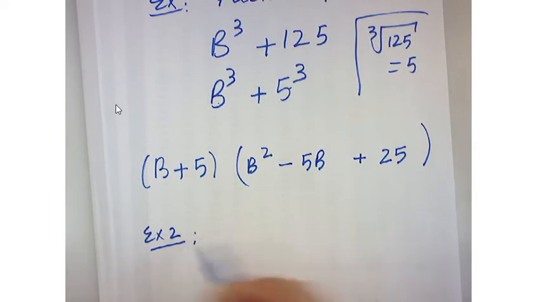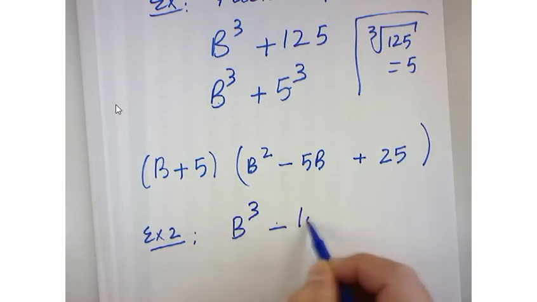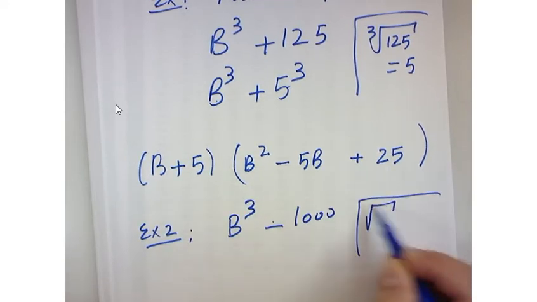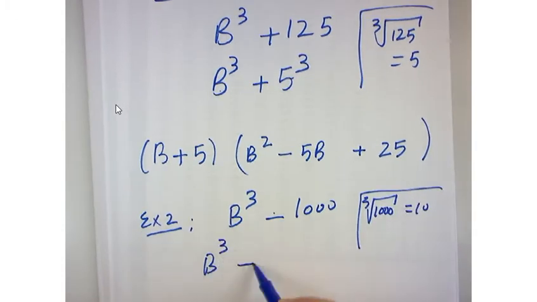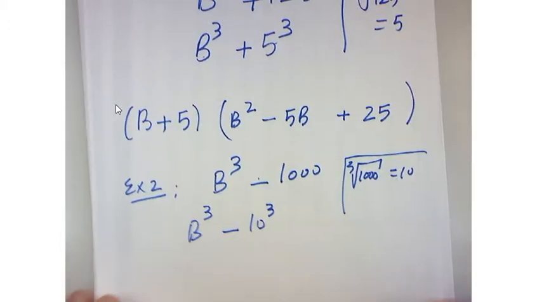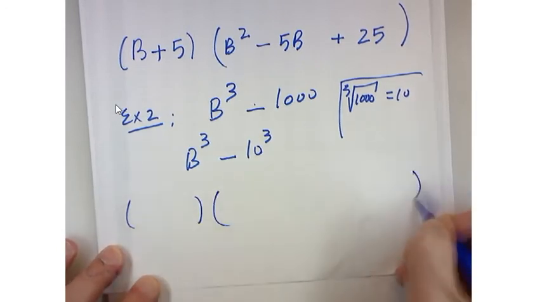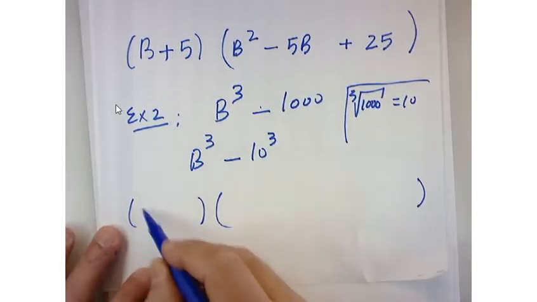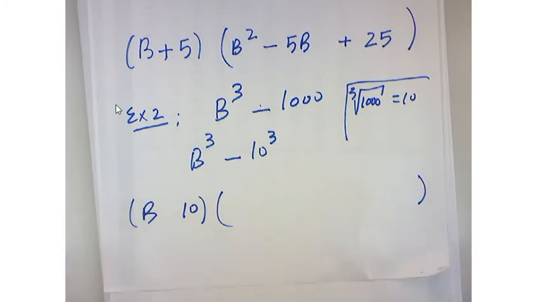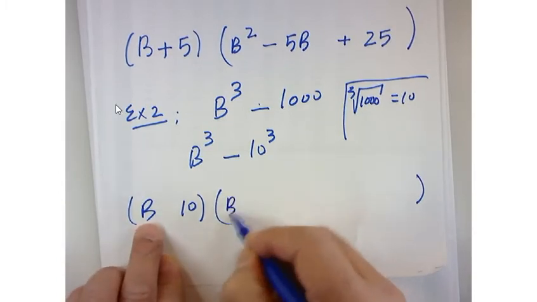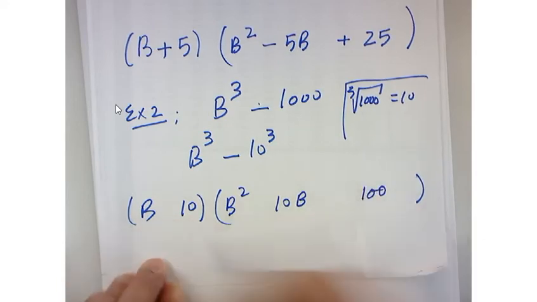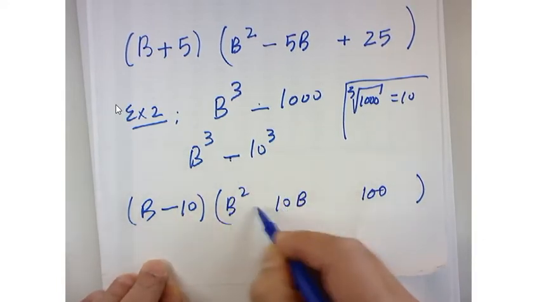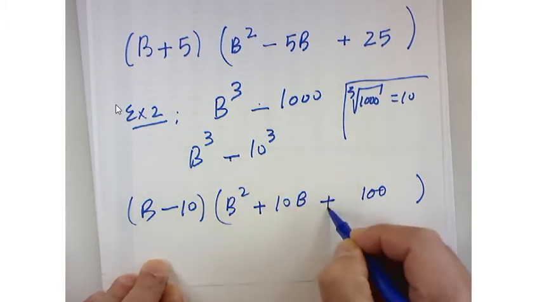Example 2, b cubed minus 1000. Again, you do the cube root of 1000. On your calculator, you get a 10. So you write this as b cubed minus 10 cubed. Again, you write the binomial times a trinomial. You write down what you see, the b and the 10, without the sign. The sign is at the end. You square, you multiply, and then square. Squaring a 10, you get 100. And then same as the original, opposite to the original, and always plus.